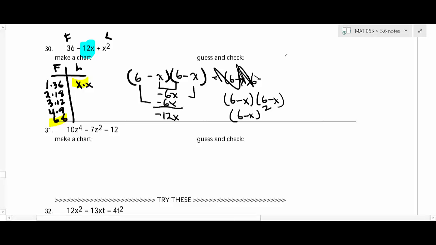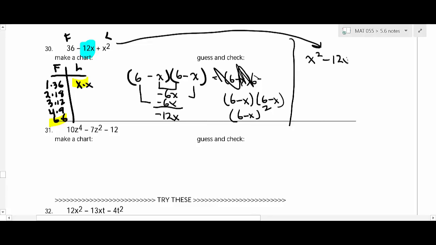Now let me show you one other thing on this problem. If you wanted to, you could just rearrange all the terms and put everything backwards: x squared minus 12x plus 36. If you did it this way, your first term would just be x and x. That's the only possibility. Your last term would be 6 times 6 to get 36. And if you look at that inner term, that would be 6x and 6x. So how do you make 6 and 6 add up to negative 12? You have two minus signs.